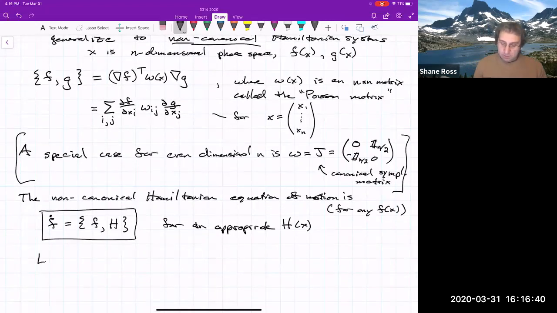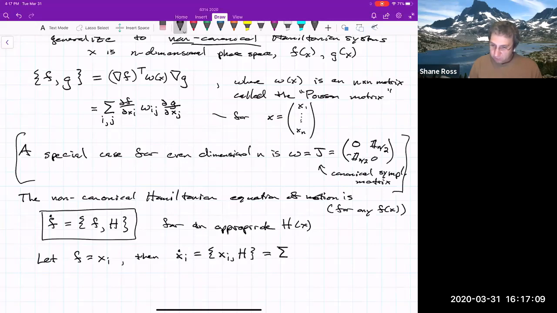So if you were to let f equal just one of the components of the phase space, let's say you want to know how trajectories evolve, then I'll let f equal the ith component of phase space, xi. Then what does this give us? xi dot equals the Poisson bracket of xi with h. And that would just give us, from that double summation up there, the sum from j goes from 1 to n, omega ij, partial h, partial xj.